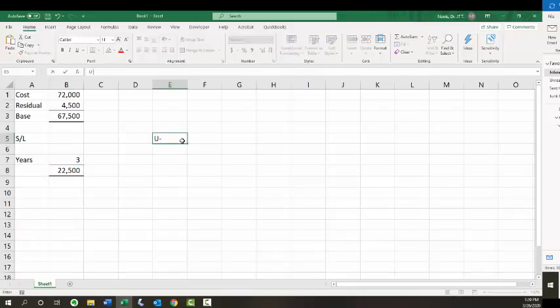For units of production, we're going to use this for 18,000 hours. Taking the same depreciable base and now dividing it by 18,000 hours, it gives us $3.75 per unit.